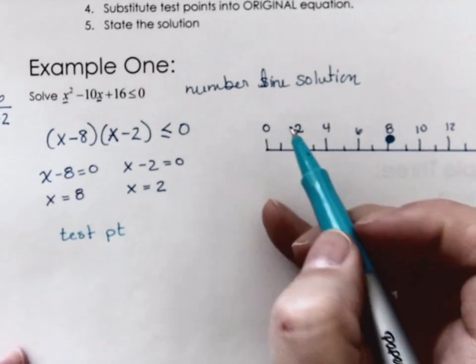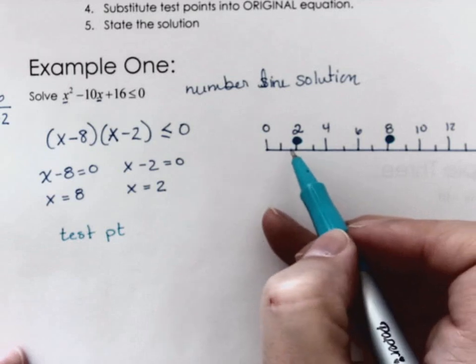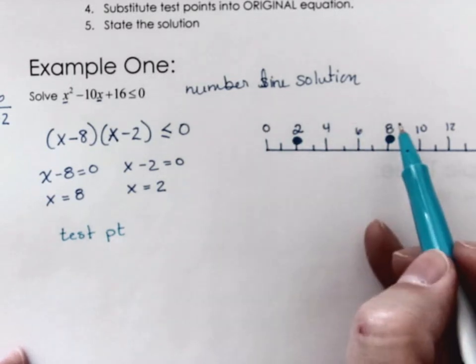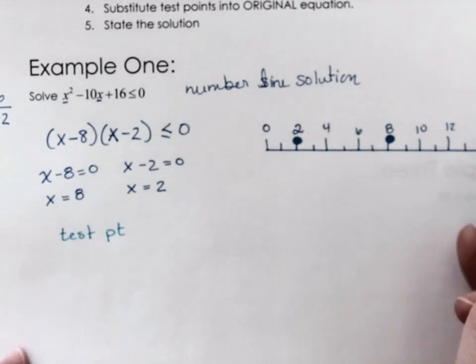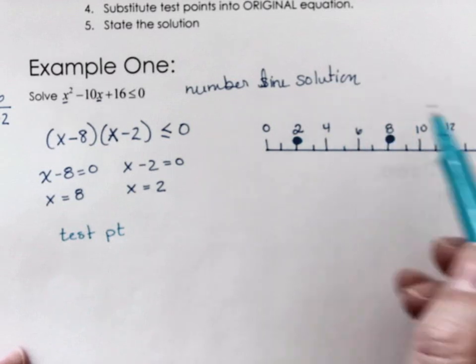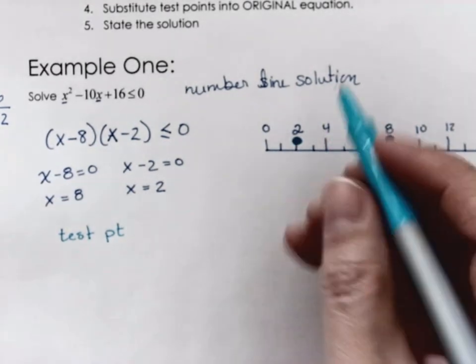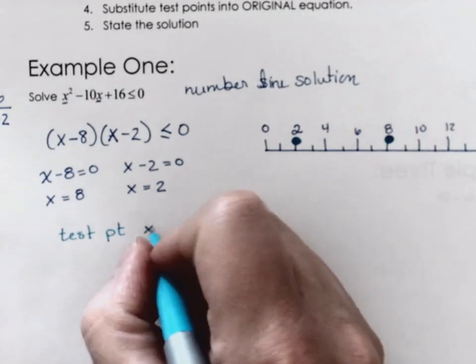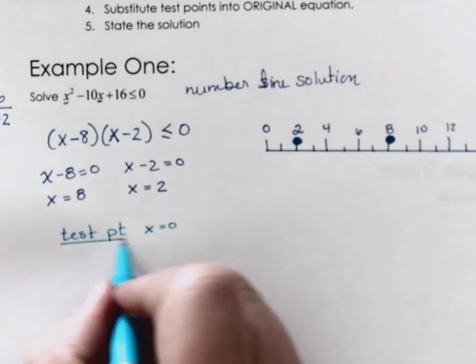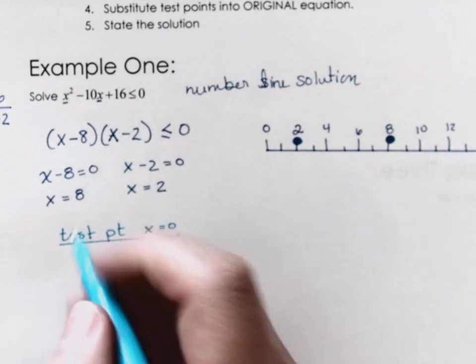So I'm going to pick a test point. We have an area to the left, an area in between, and an area to the right. I'm going to pick a test point to the left, which would be when x is equal to 0, and I'm going to substitute it into the equation.